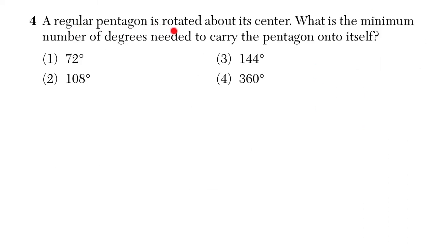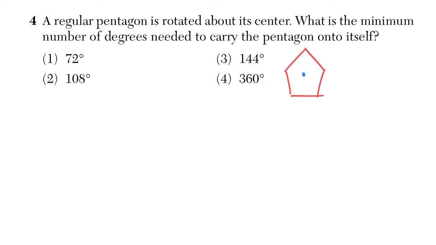Question number 4. A regular pentagon is rotated about its center. What is the minimum number of degrees needed to carry the pentagon onto itself? So what exactly does that mean? Well, we recognize that a pentagon is a 5-sided shape, and because it's a regular pentagon, all the sides are equal or congruent, it's being rotated around its center.